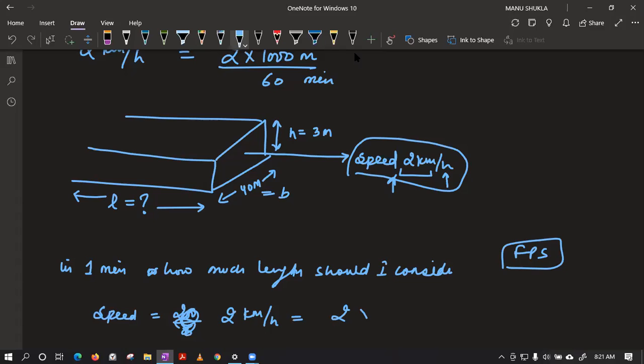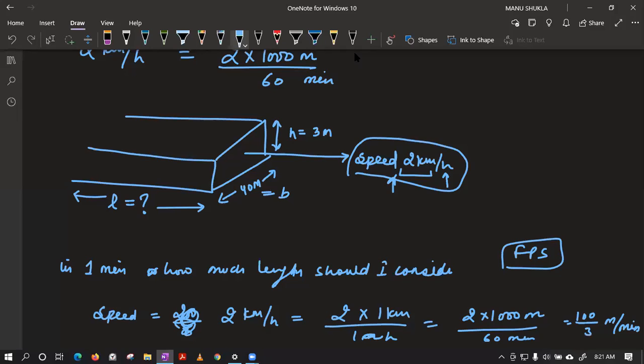I can say it is 2 into 1 kilometer upon 1 hour, which can be written as 2 into 1000 meters upon 60 minutes. By solving this, we got 100 upon 3 meters per minute. And by this, Piyush, I said, in 1 minute, 100 upon 3 meters of length will be considered. What do you say, Piyush? I was saying here, in 1 minute, 100 upon 3 meters of length of this river will be considered.